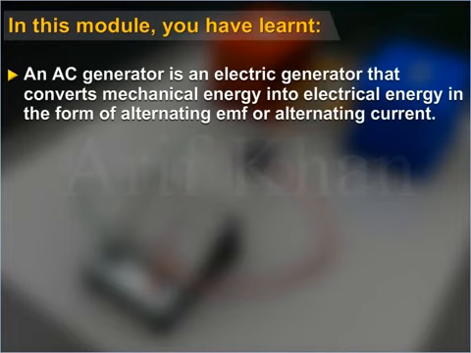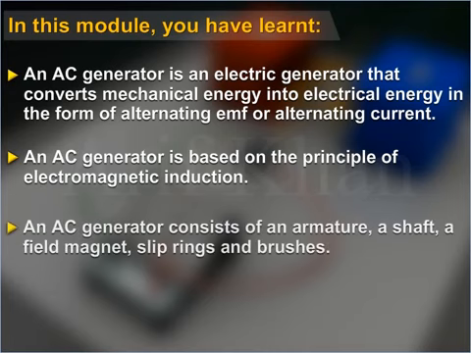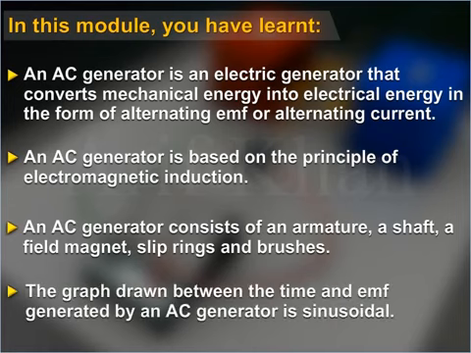In this module you have learned that an AC generator is an electric generator that converts mechanical energy into electrical energy in the form of alternating EMF or alternating current. An AC generator is based on the principle of electromagnetic induction. An AC generator consists of an armature, a shaft, a field magnet, slip rings and brushes. The graph between the time and EMF generated by an AC generator is sinusoidal.